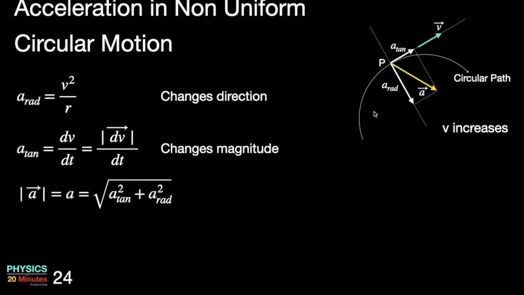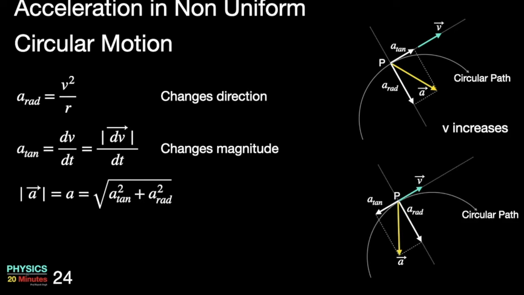Let's try to understand this in a diagram. Suppose we take a circular path on which a particle is moving, and its velocity is increasing. Then, along with the radial component, it should have a tangential component of acceleration which works in the direction of velocity. Only then will the velocity be able to increase. Therefore, the net acceleration points in this direction, which is a vector sum of the tangential and the radial.